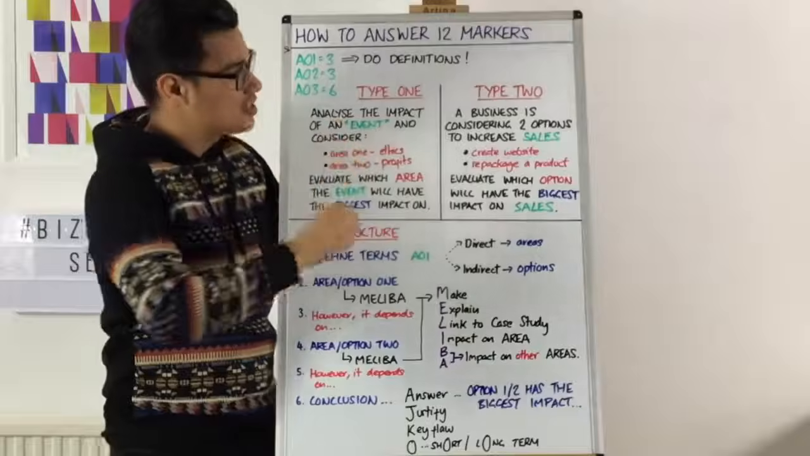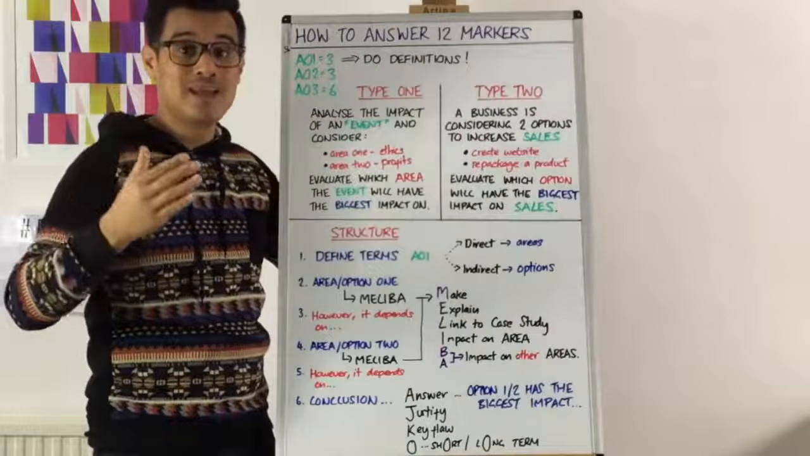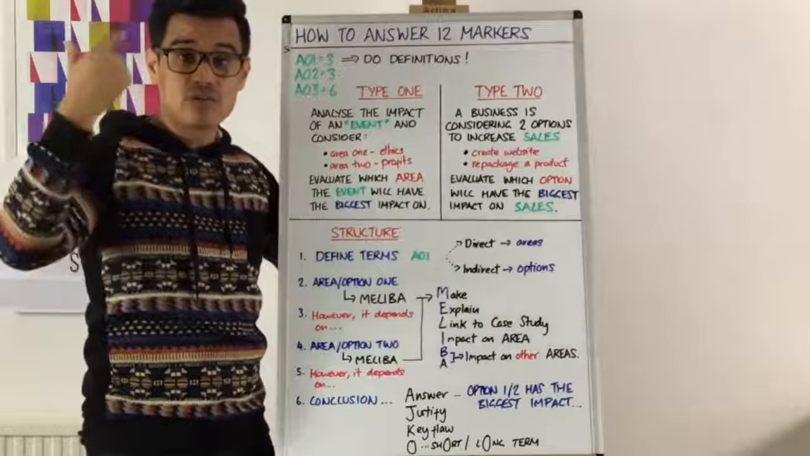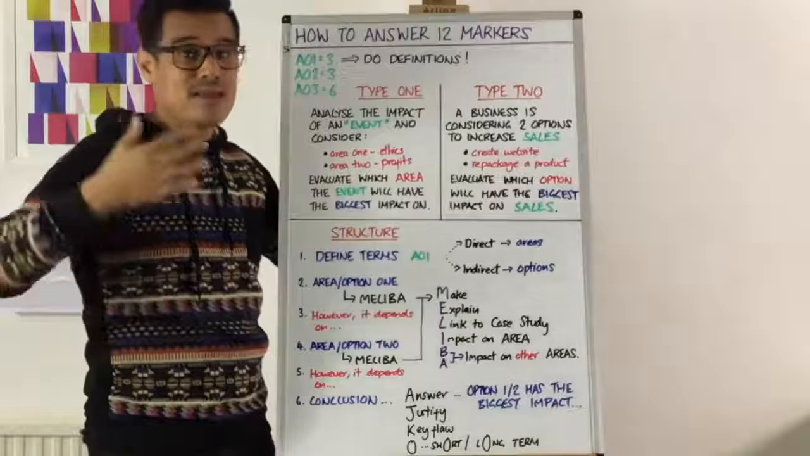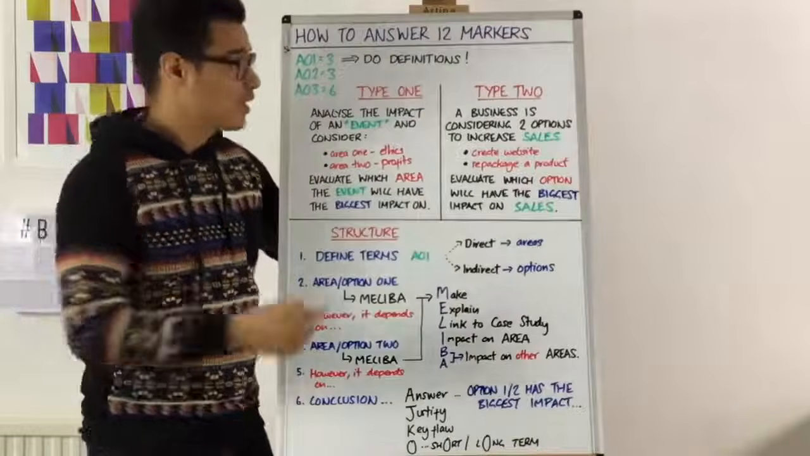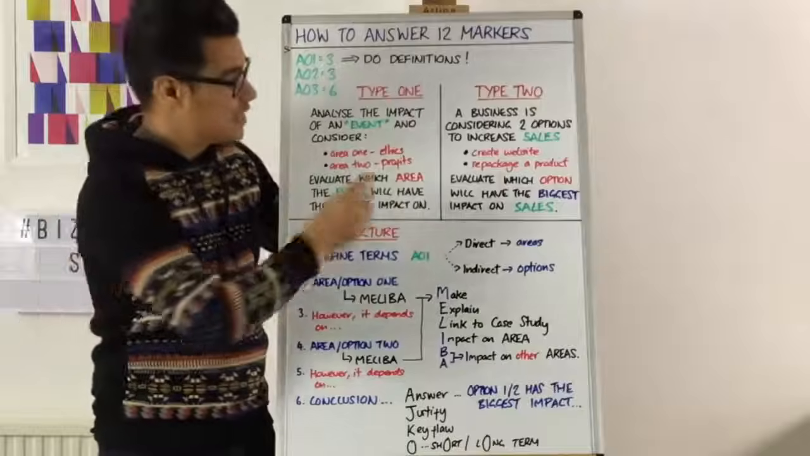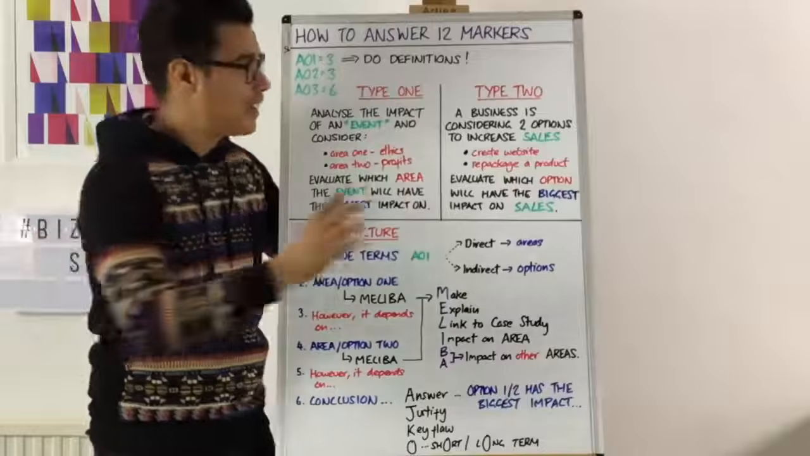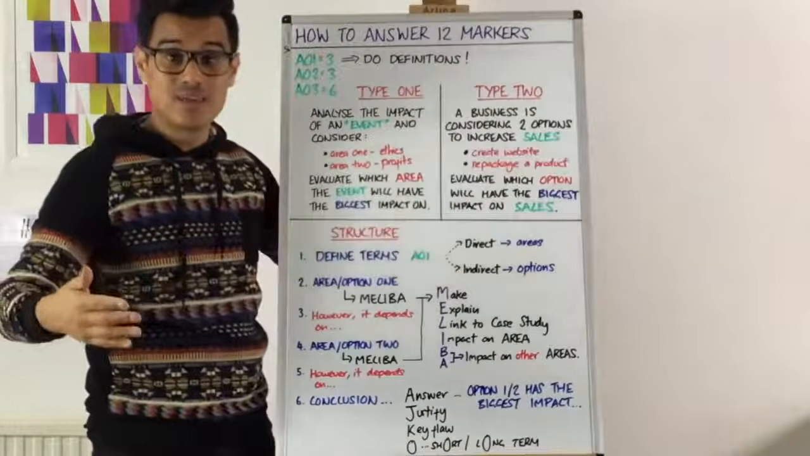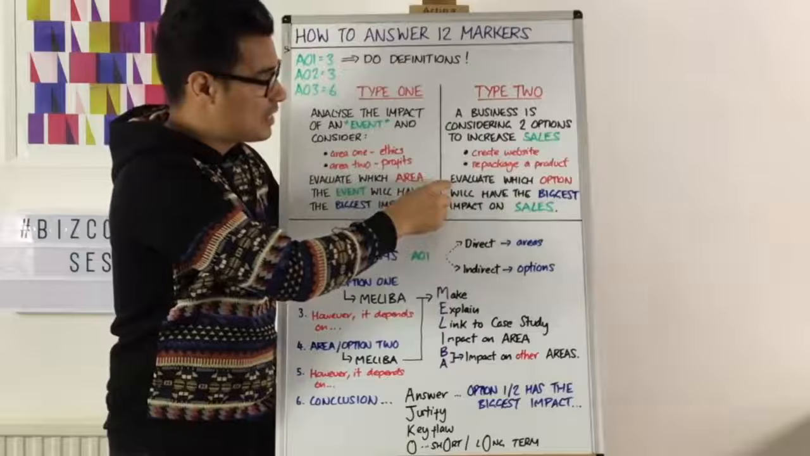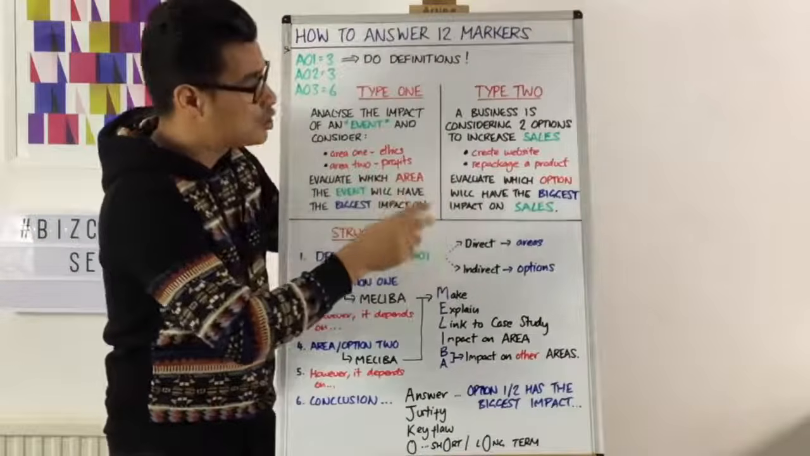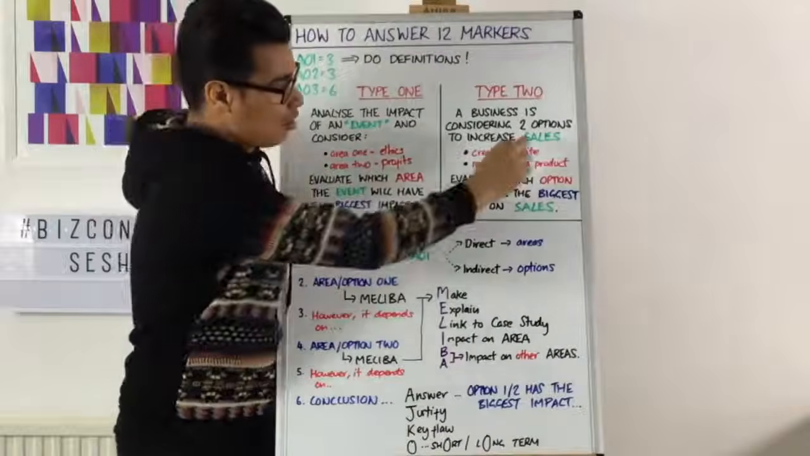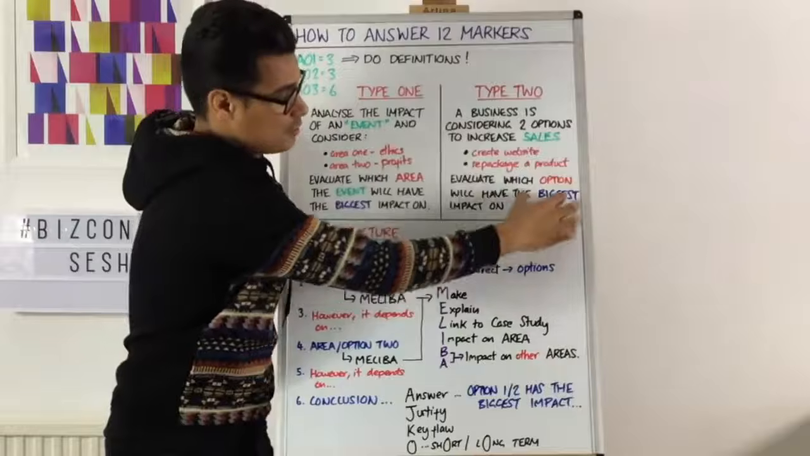The other type of question that you will see is type 2. And this is a business is considering 2 options to increase something. In this case, I've put sales, but it could be increase sales, increase efficiency, increase motivation. There's lots of ways it could be. And then it will give you those 2 options. Here, create a website or repackage a product. Those 2 options clearly will change depending on what the thing is they are trying to increase. And then after that, similar to type 1, it will say, evaluate which option. So which of these 2 options will have the biggest impact on whatever's there.